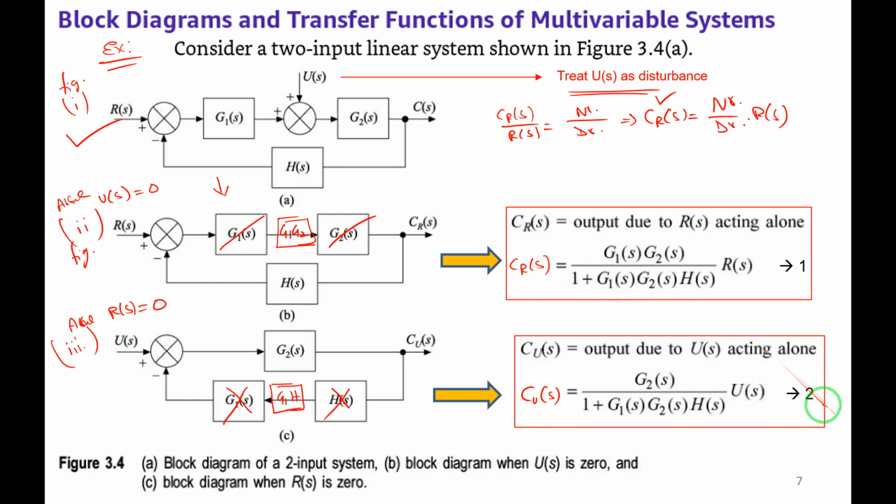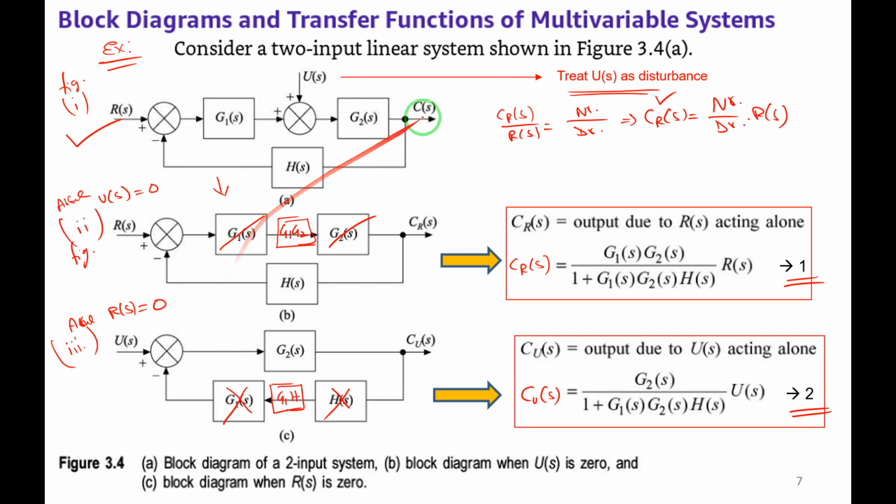So call this equation 2. This is equation 1 and this is equation 2. Equation 1 is the response due to only the R input, and equation 2 is the response only due to the U input, assuming R(s) to be 0, right? Okay, next. In figure 1, you observe there are two inputs, R(s) and U(s). In figure 2 and figure 3, we have considered only one input.